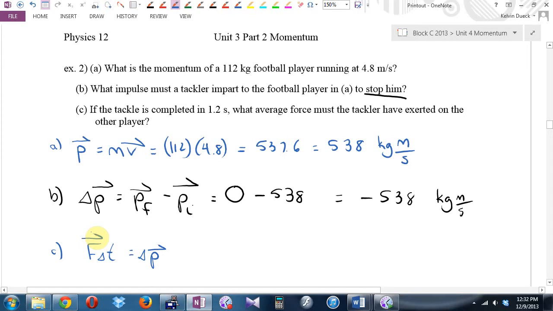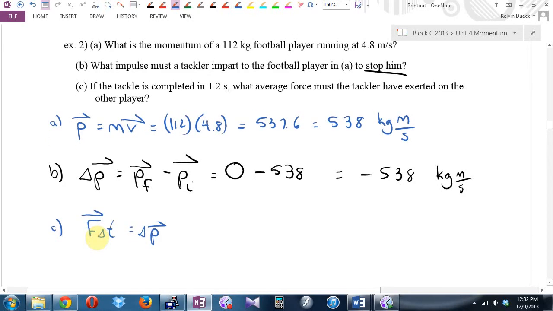What did this question want me to find? Careful, read carefully. Oh, force. F! How would I get the force by itself in this equation? Divide by time. Okay? It's going to be negative 538 divided by 1.2.